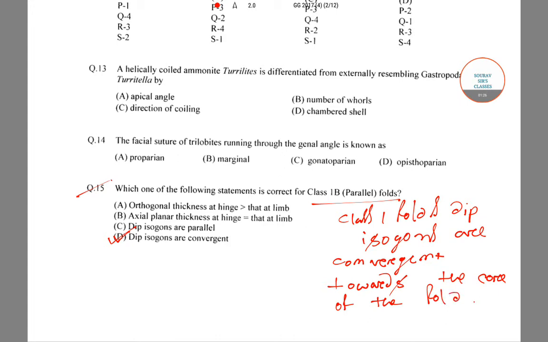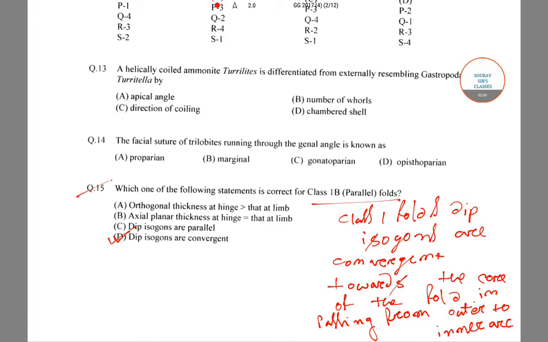Okay, and in passing from outer to inner arc. In subclass 1B fold, the thickness of the layer remains uniform and dip isochrones are perpendicular to the layer surfaces.